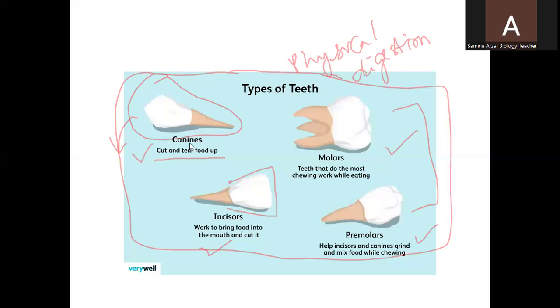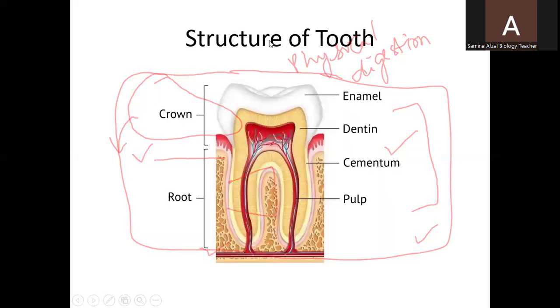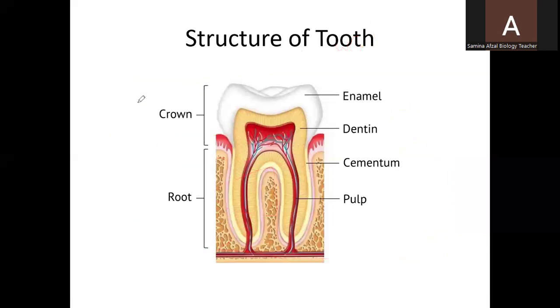Next, you can see on screen the structure of a tooth. A tooth can be divided into two major parts. They are the root, which is embedded in the gums, and the crown, the part of the tooth which we can see, which is white in color.